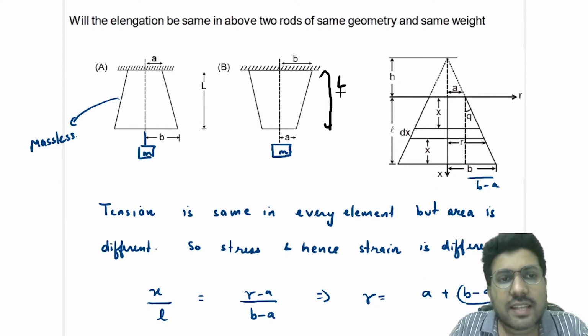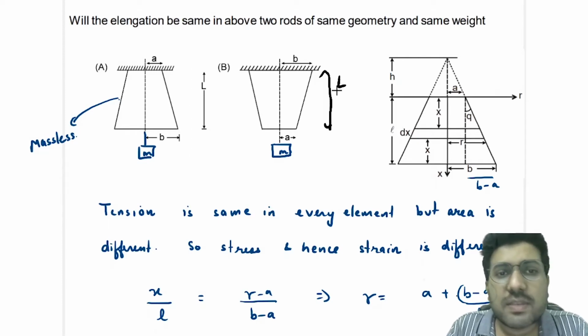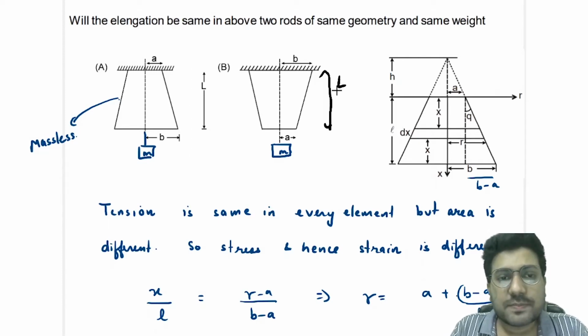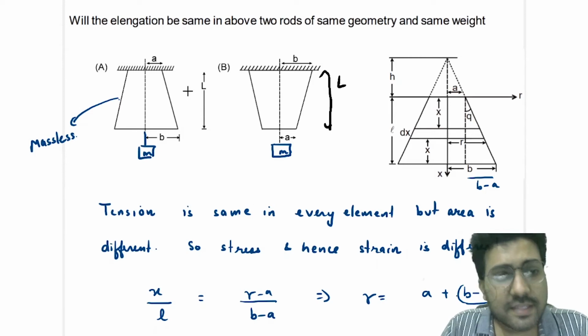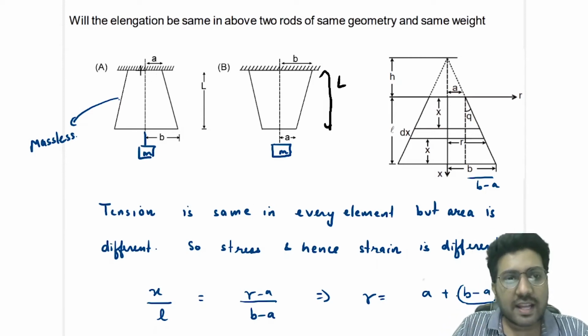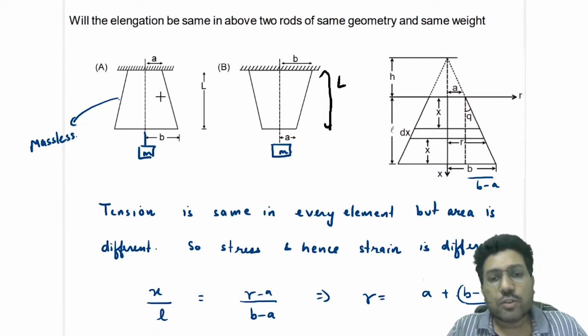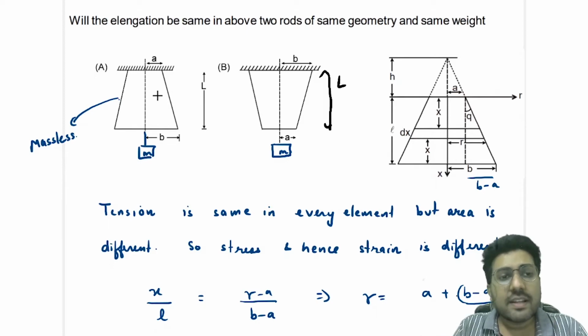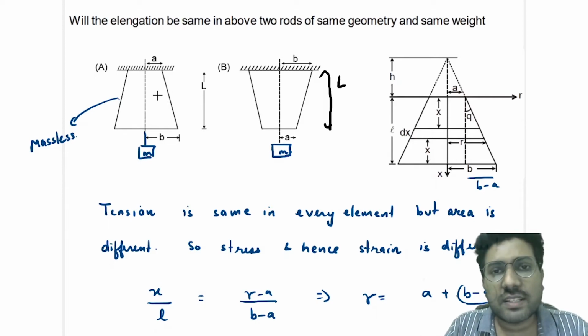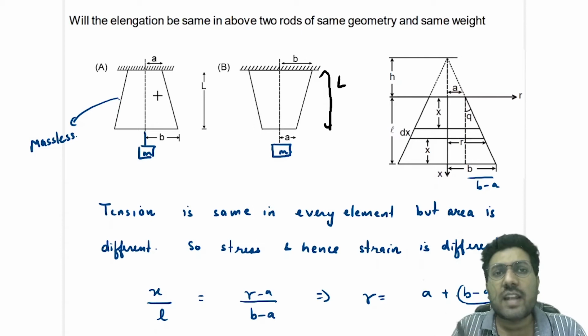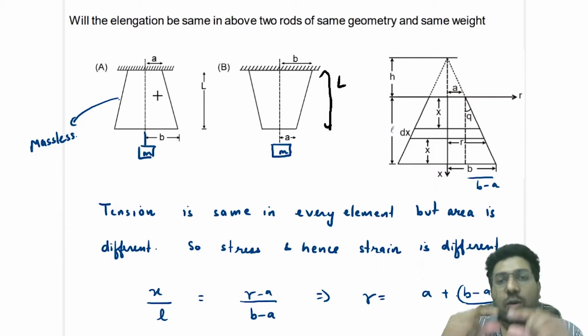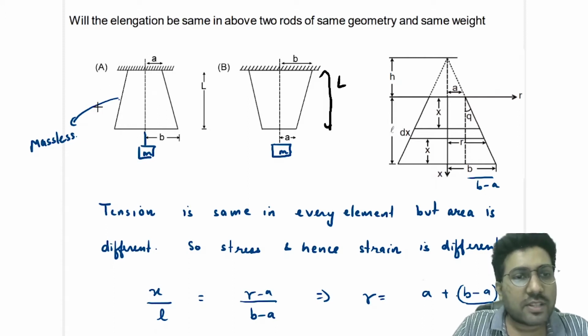Now they are asking you, will the elongation be same in the two rods? So what we will do here is, because the stress is different at different elements, the strain is different, right? Strain is different means the elongation is different. That is why we have to take small elements and then find the elongation of this element and then integrate. Okay, so first we will do it for this one.